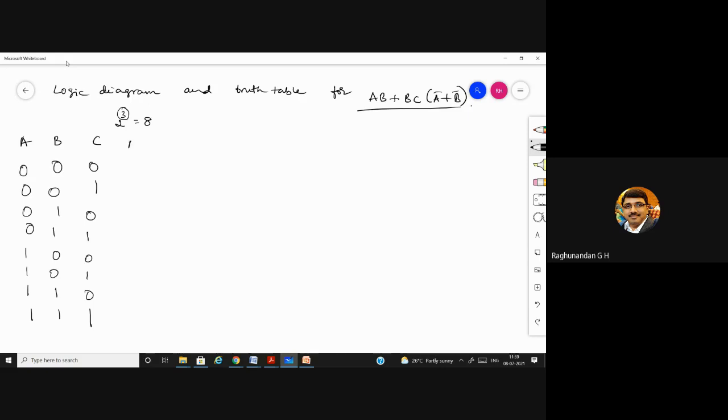After that, write A bar, B bar, AB plus BC, BC, A bar plus B bar. Finally, you write BC into A bar plus B bar. And last, we have AB plus BC into A bar plus B bar.